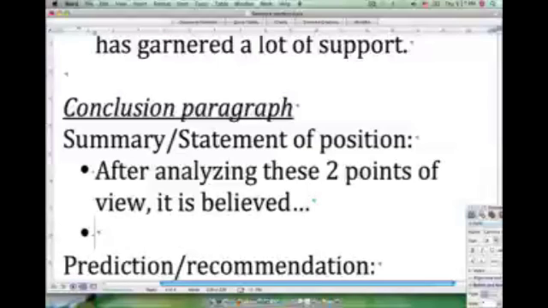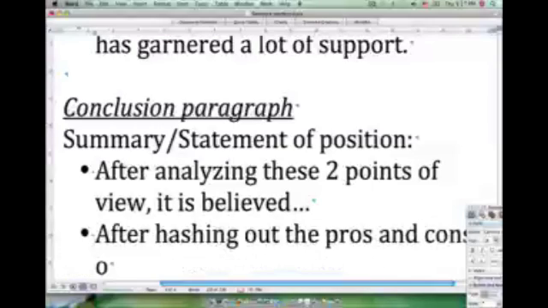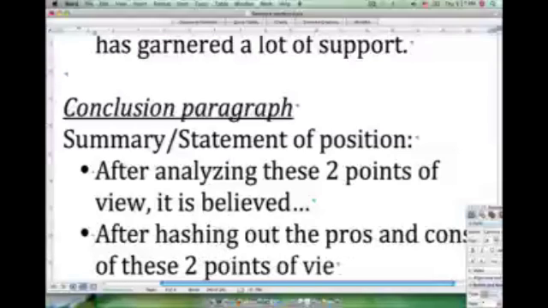Or we could try maybe after hashing out the pros and cons of these 2 points of view, it is felt. After hashing out the pros and cons of these 2 points of view, it is felt, and then state your opinion.